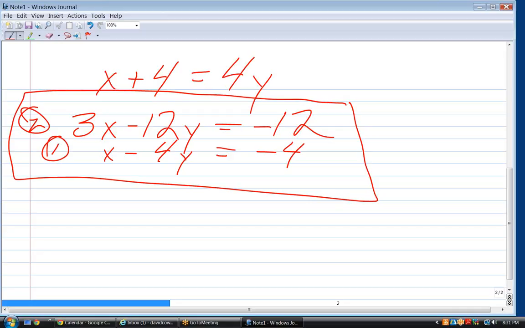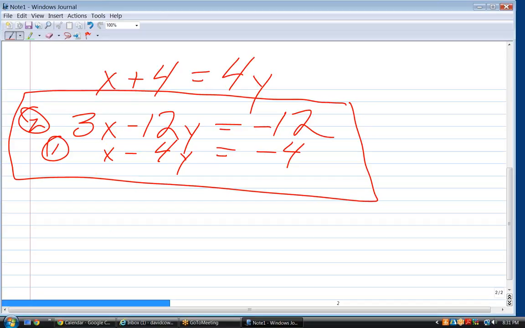If you try to solve something by substitution and it works, in other words, if it's really 2 lines that intersect, you'll get an x and a y. If it's 2 lines that are on top of one another, one on top of the other, you have infinitely many solutions.